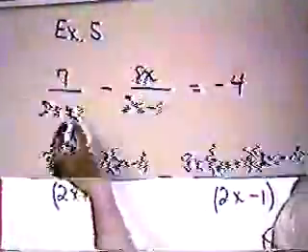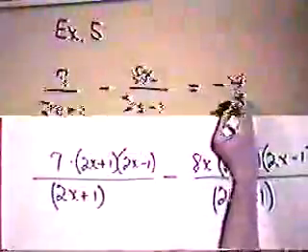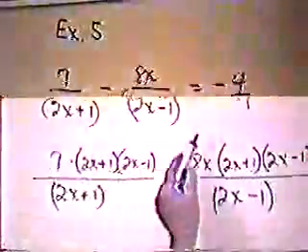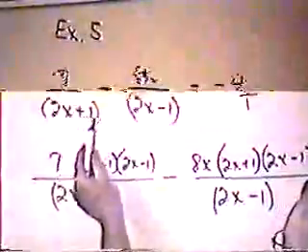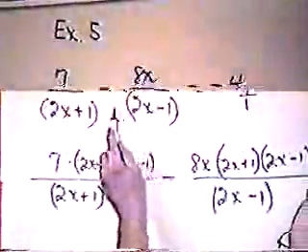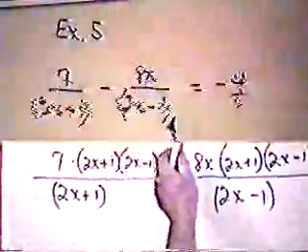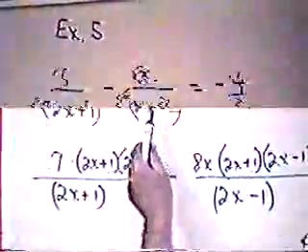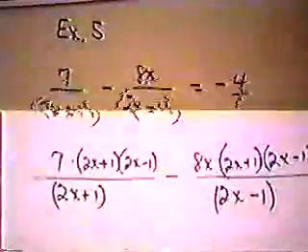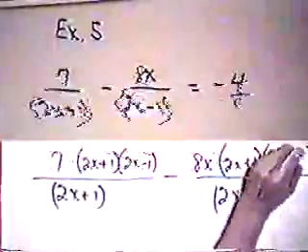All right, example 5 has 7 over 2x plus 1 minus 8x over 2x minus 1 equals minus 4 over 1. So what do I say? Put these in parentheses. What's our common denominator? Well, there's a different factor here, and a different one there, and 1 is 1. So our common denominator is this denominator times that denominator times 1, so this parenthesis times that parenthesis. We multiply everything up here by that common denominator, everything here, and everything here.